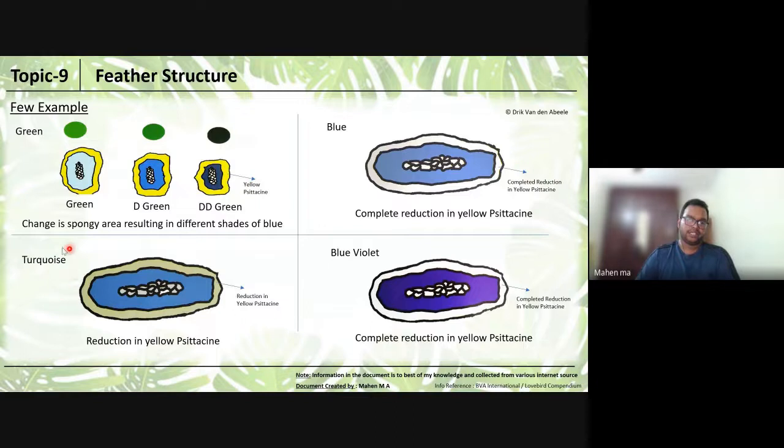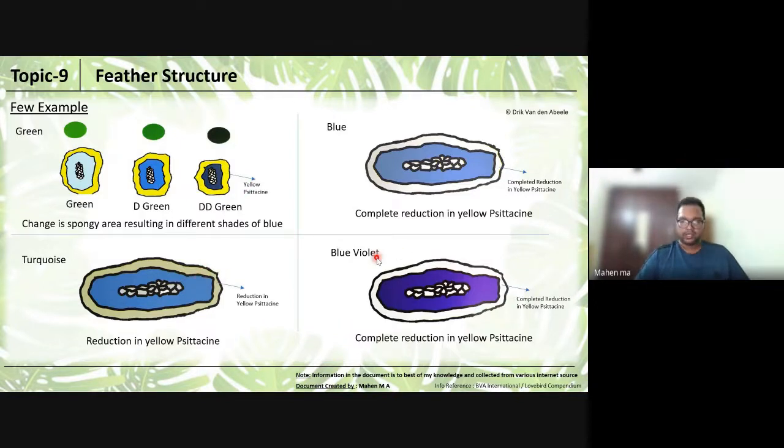Similarly, when you see a turquoise bird, whatever is there in the outer circle, the citizen, there is slight reduction. So when there is slight reduction, the combination of a lightly reduced yellow and blue color will give you a turquoise kind of color on the bird.